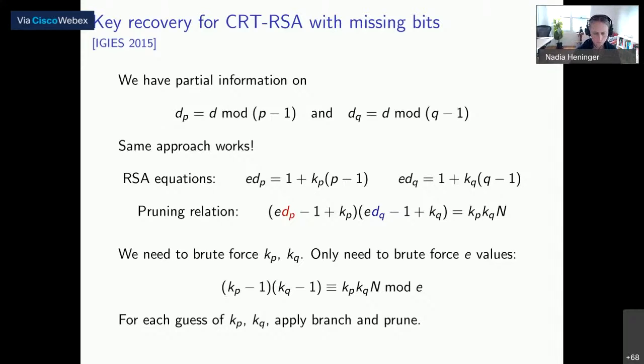You might worry what happens with the branch and prune algorithm with an incorrect guess for these values kp and kq. But it turns out that if you have the wrong guess, the possible solutions tend to get pruned out very quickly, and your tree becomes empty, and so you can just discard that guess very quickly.